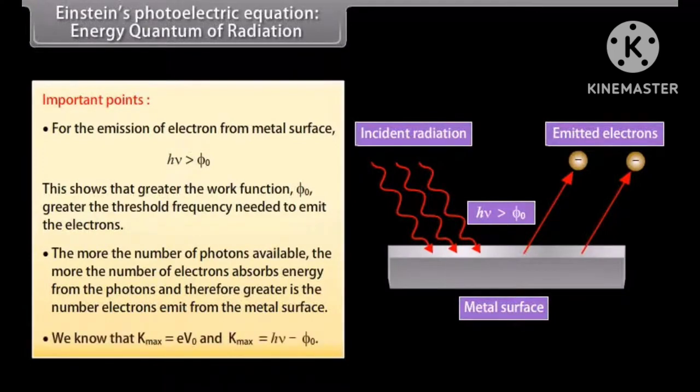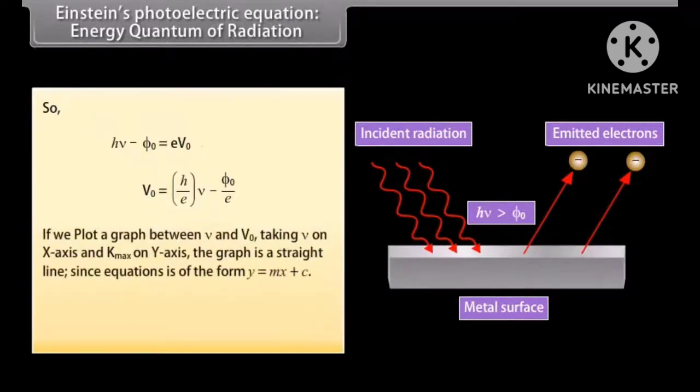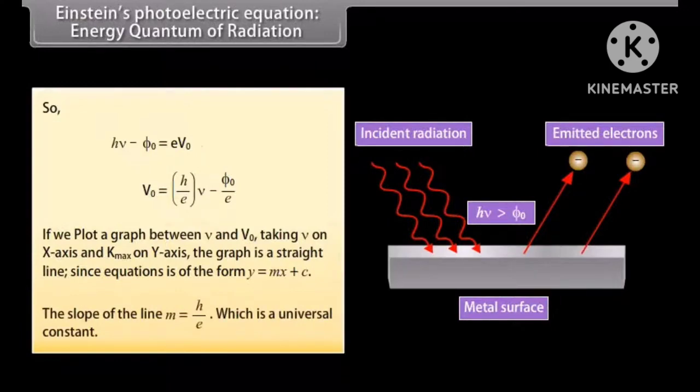We know that Kmax equals eV0, and Kmax is equal to hν minus φ0. So, hν minus φ0 is equal to eV0. V0 is equal to (h/e)ν minus φ0/e. If we plot a graph between ν and V0, taking ν on x-axis and V0 on y-axis, the graph is a straight line, since the equation is of the form y equals mx plus c. The slope of the line m is equal to h upon e, which is a universal constant.